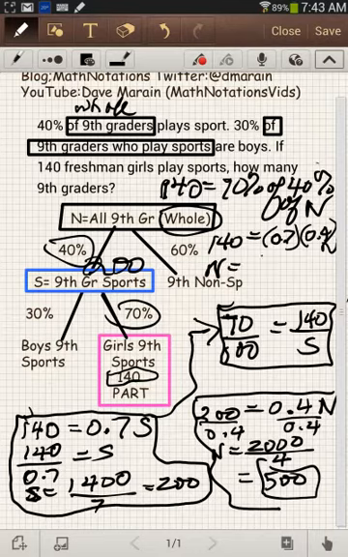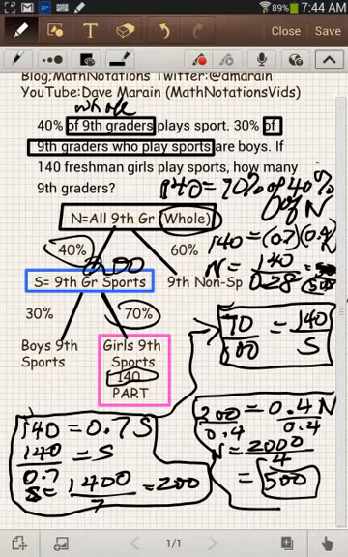N equals 140 over 0.28, the result of multiplying 0.7 times 0.4. Doing the division, let's say 14,000 over 28, we get 500, or just do it on the calculator. I'll write it down here, 500. And there's the final result.